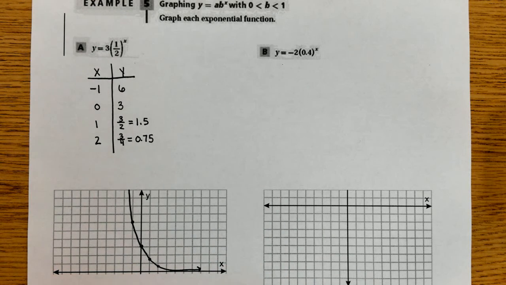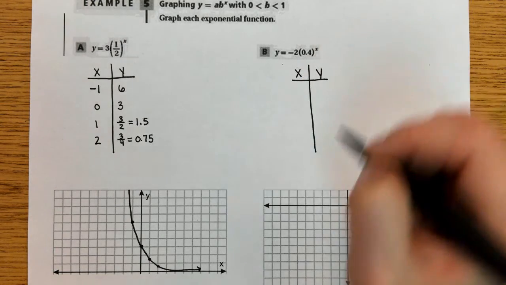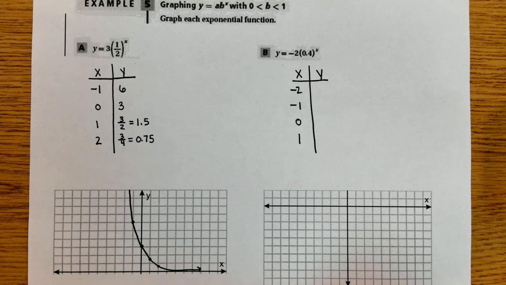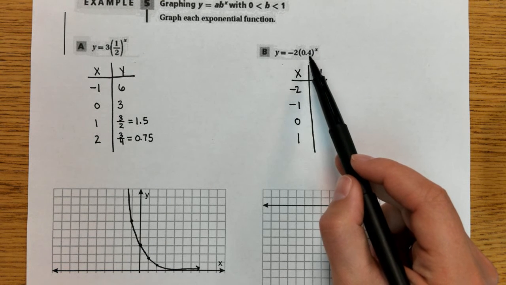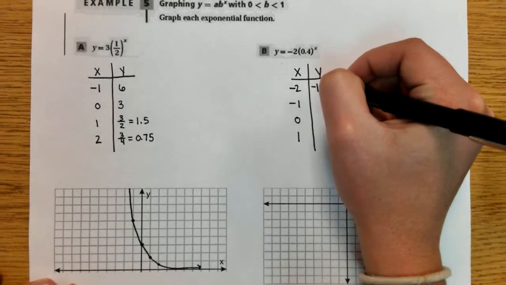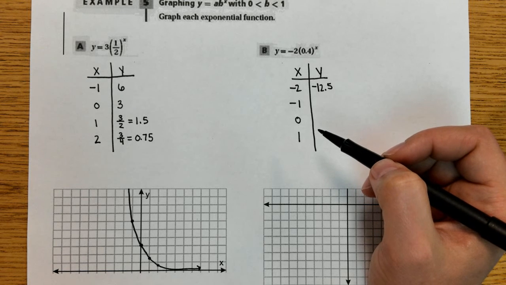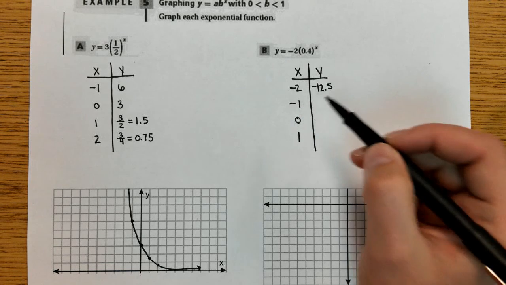Okay. B, we have -2 and then 0.4 to the x power. So follow the same process, substitute in some x values, and then get your y. So I'm going to substitute in -2, -1, 0, and 1. So starting with 0.4 to the -2nd power, you're going to get 6.25 times -2, and that will give you -12.5. -1, so 0.4 to the -1st power, that'll give you 2.5, times -2 will give you -5.